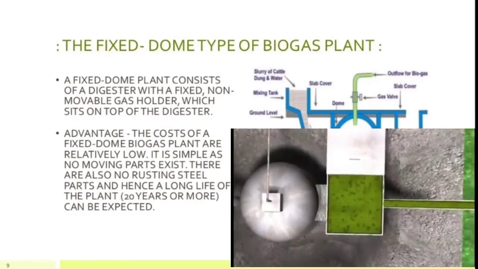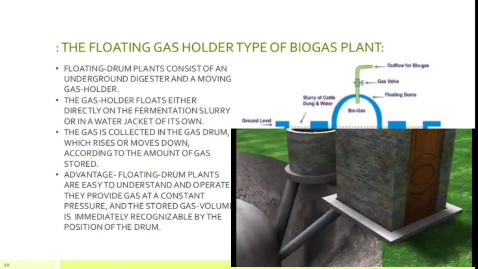A fixed dome plant consists of a digester with a fixed non-movable gas holder which sits on the top of the digester. Its advantage is that the cost of a fixed dome biogas plant is relatively low. It is simple as no moving parts exist. There are also no rusting steel parts, and hence a long life of the plant can be expected, more than 20 years.